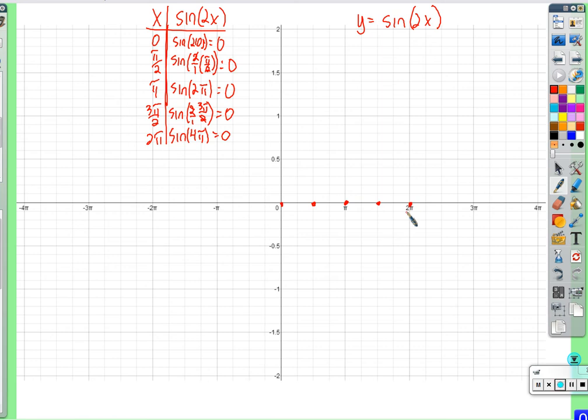Well, the wave's got to be in there somewhere. In between them. We'll go in between, so we'll go to pi over 4. Let's try pi over 4. That's the sine of 2 times pi over 4. 2 cancels with that 4, leaves a 2, so now we're taking the sine of pi over 2. What's the sine of pi over 2? 1. So there's that 1. Wow.